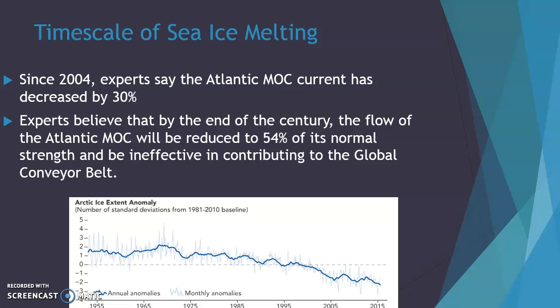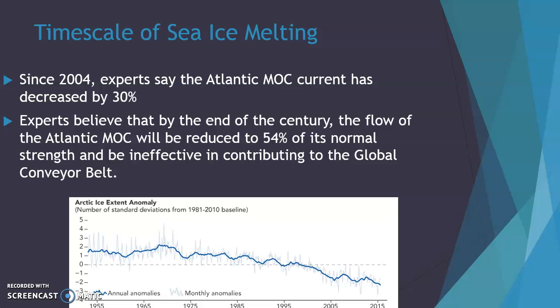Regarding timescale, it is natural for some sea ice to melt into the ocean, but the amount of melting is only increasing and is affecting our vital ocean currents. Researchers are installing underwater instruments that measure the flow and speed of these ocean currents, and there is evidence that both of these parameters are steadily decreasing. Since 2004, experts say the Atlantic MOC current has decreased by 30%.